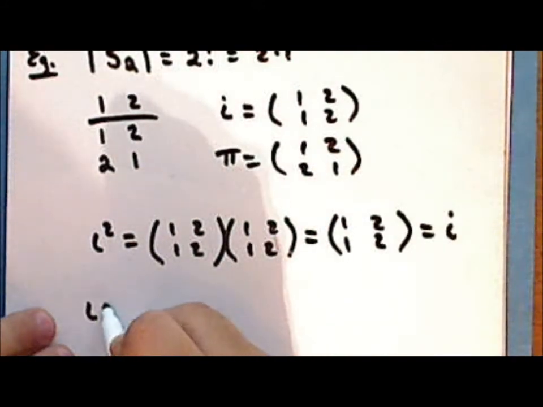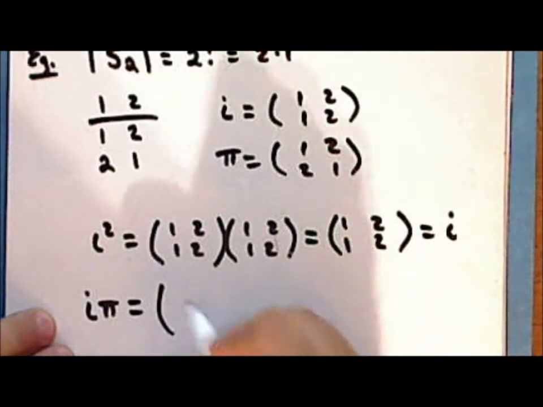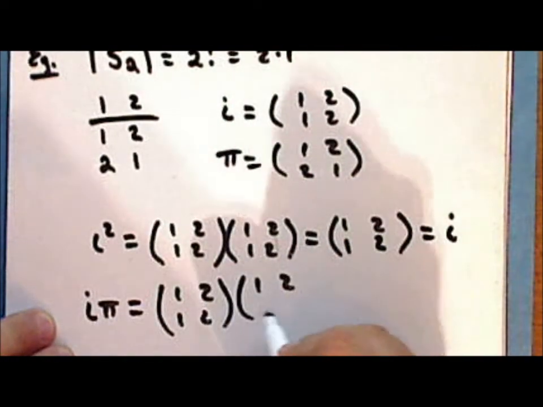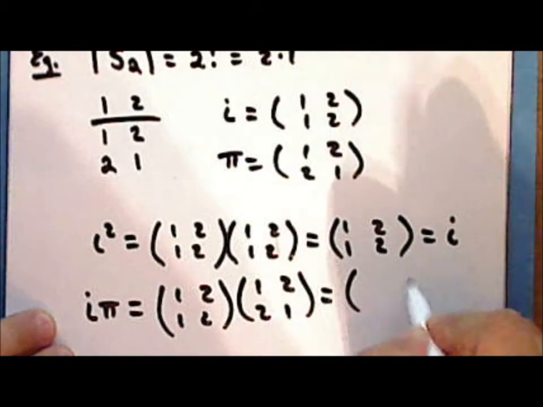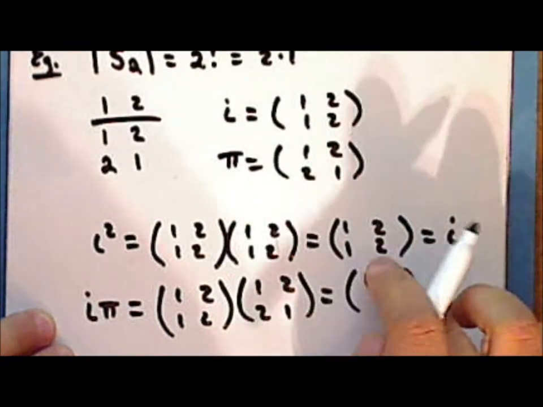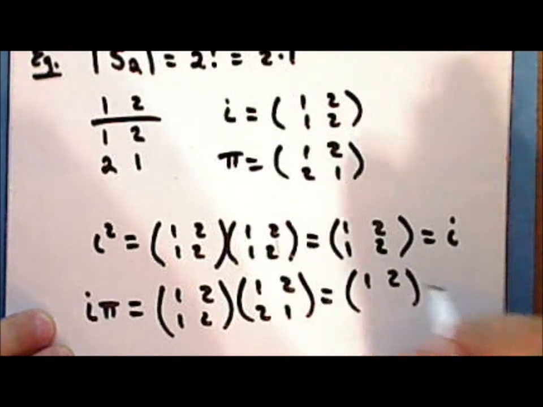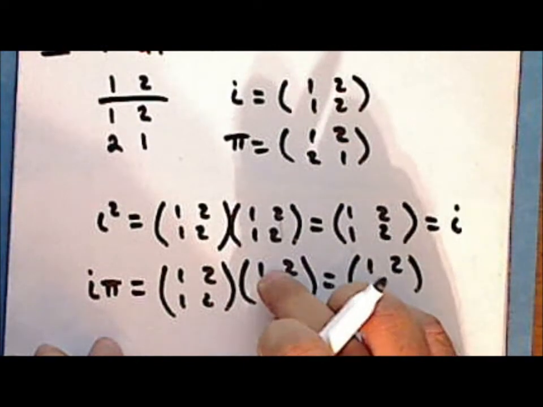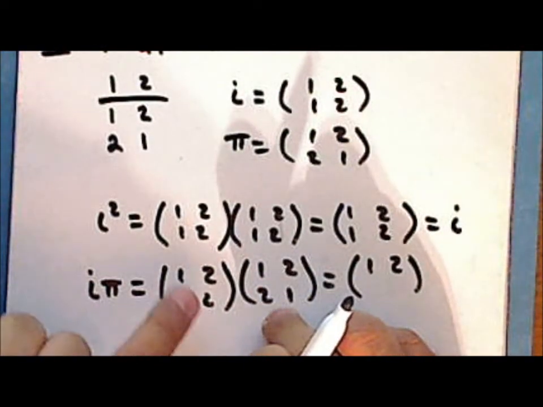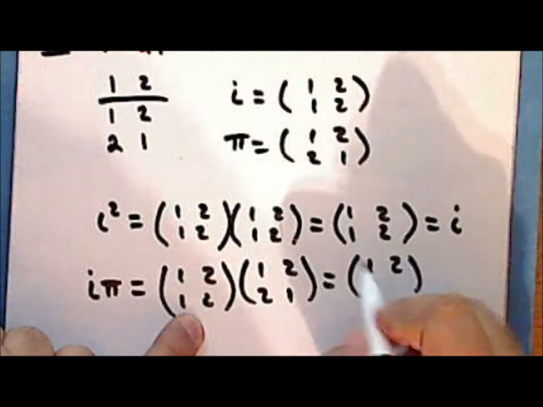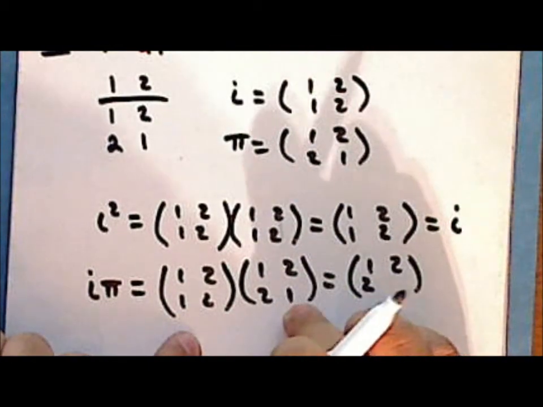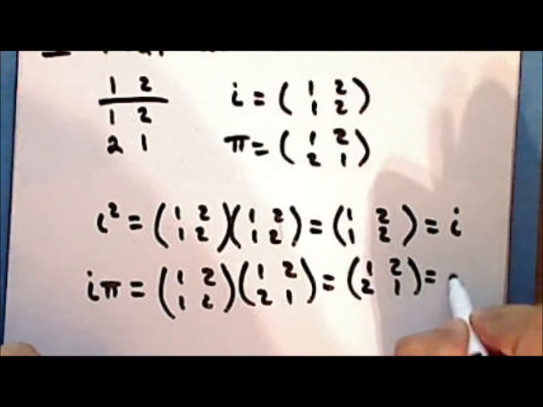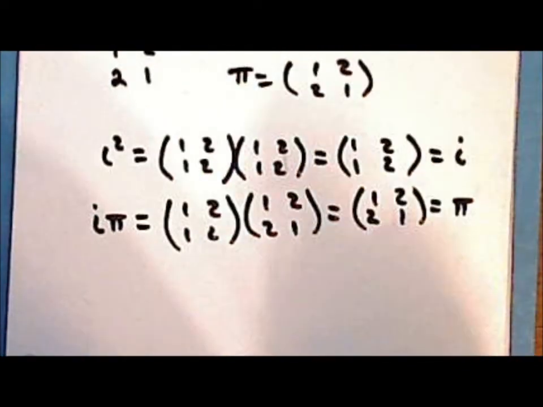Now we'll look at I times pi. So again, we apply the map on the right first. So 1 is mapped onto 2, which in turn is mapped onto 2. 2 is mapped onto 1, which in turn is mapped onto 1. And so this is pi, no surprise there either.